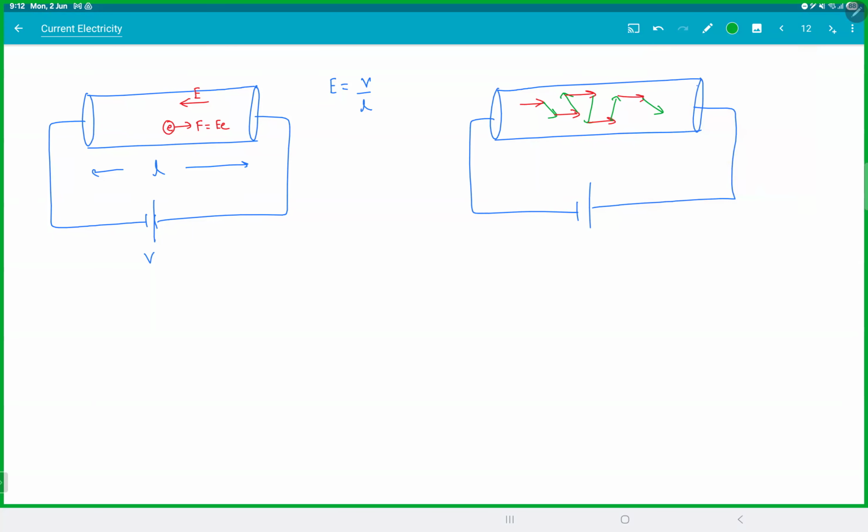You're getting what is happening. So there is a random motion and there is a systematic motion. The moment you put a battery, both the motions go together, random plus systematic.